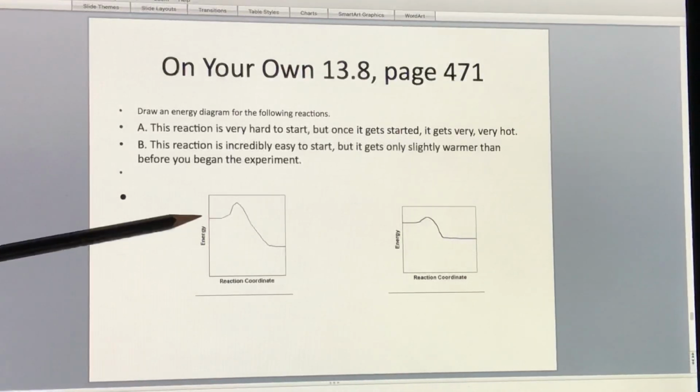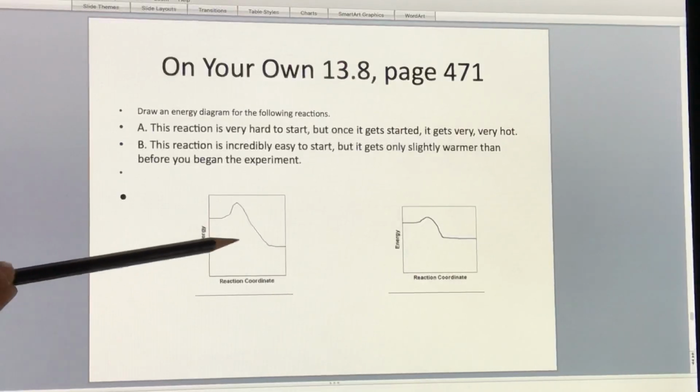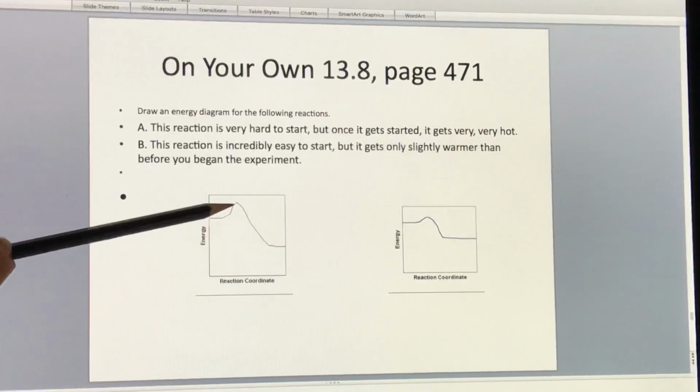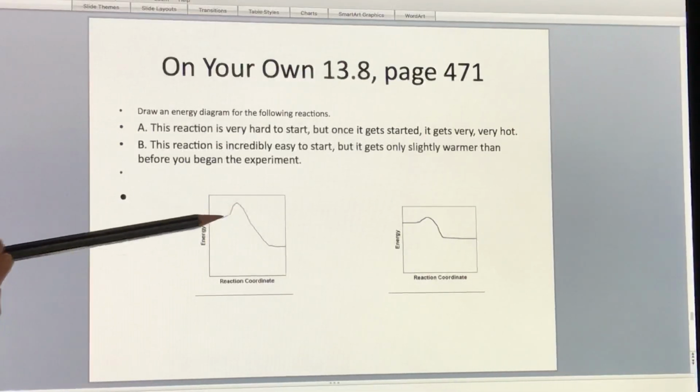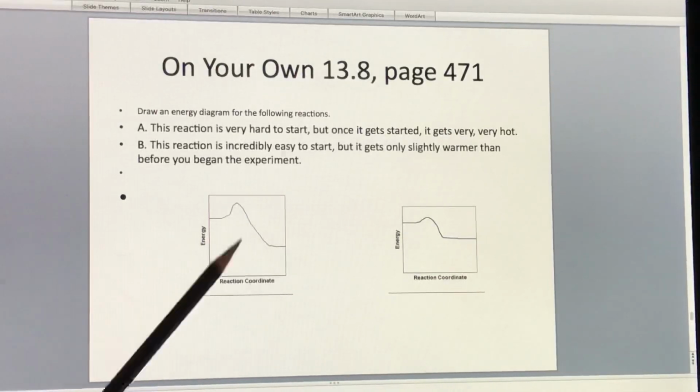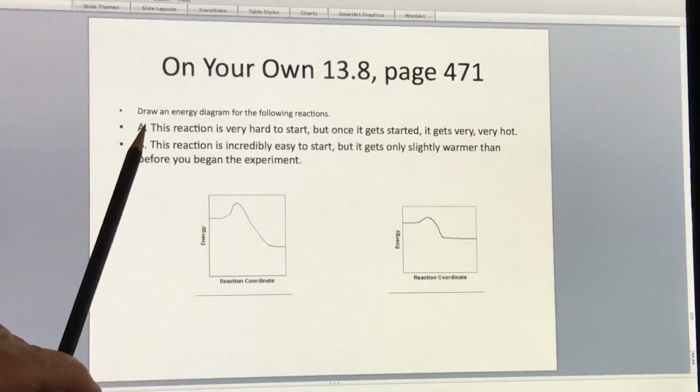So you could draw something like this. It would be where our reactants are higher than the products. So it has sort of a steep slope going down here. It says it's very hard to start, so we have some activation energy necessary. And that's probably the best match for A.